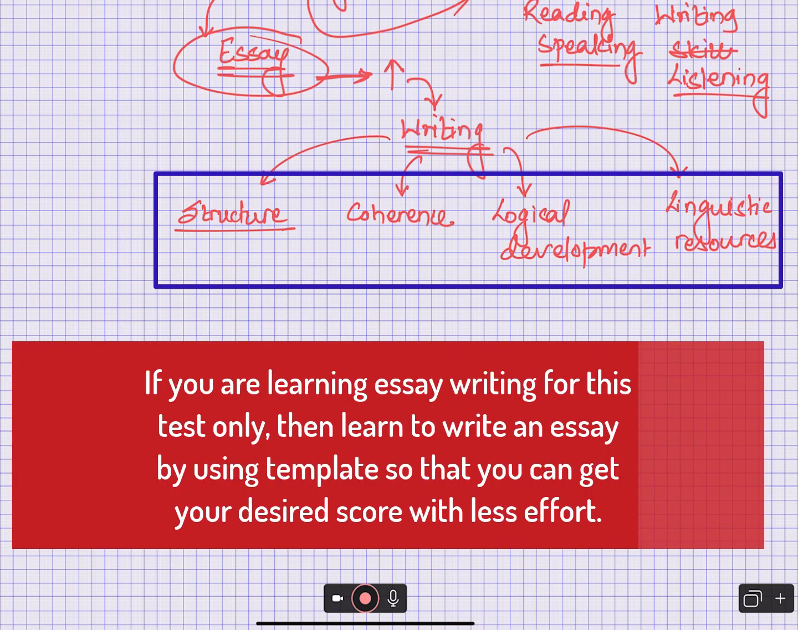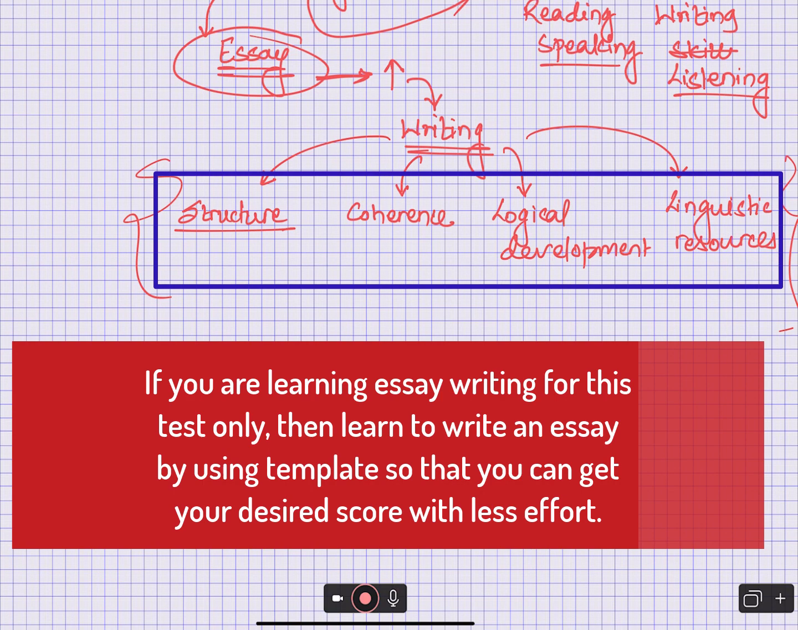So you have two options. First option is you learn about structure, coherence, logical development, and linguistic resources. You work on these areas, improve your written discourse score, and then start writing a good essay. The second option is you take a shortcut. You just learn a template and learn how to complete that template. By learning to complete the template, you will have covered all the important ideas, all the important concepts that you need to learn to get a high score in written discourse.